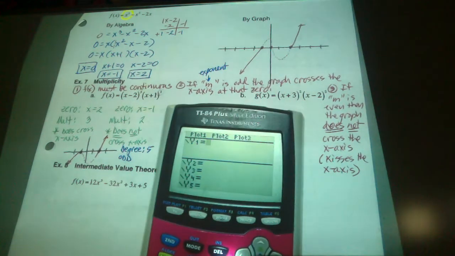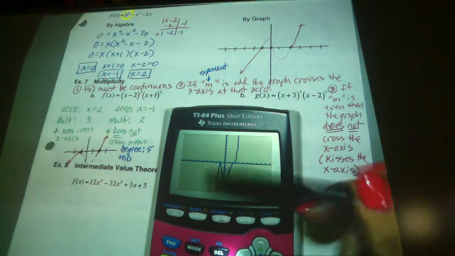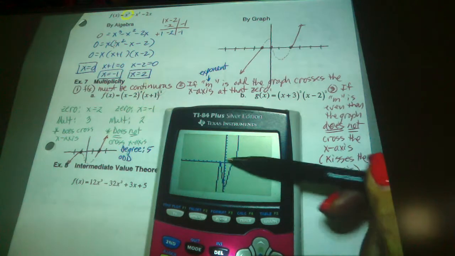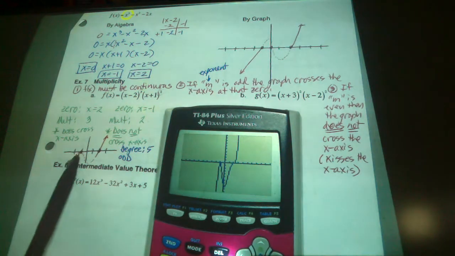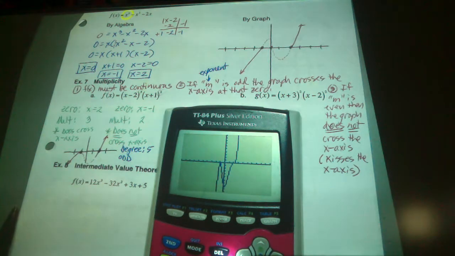I'm going to put it in exactly as it looks: x minus 2 raised to the third times x plus 1 squared. And then hit graph. So this part right here, between these two, that's my unknown part, and it kind of looks like a sort of a V, doesn't it? So this probably goes more in that direction. I wouldn't have known that from my side.